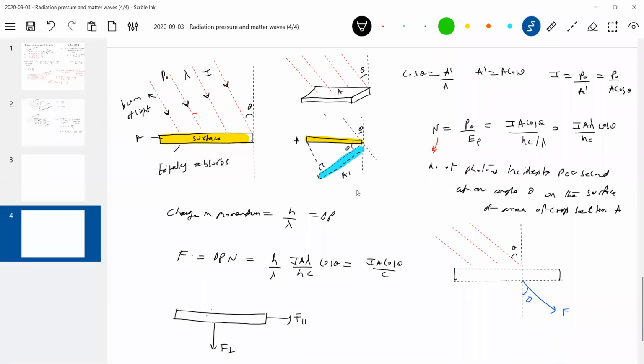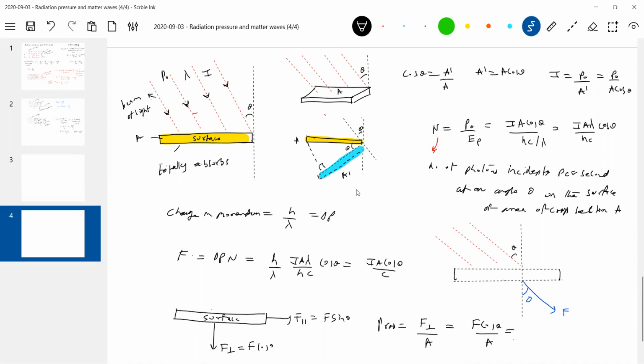Tell me how you define pressure again. This is a surface. How do we define pressure? Normal force per unit area, or just force by area. So what is F? F perpendicular will be F cos theta, and this is F sin theta. So what is the radiation pressure? We define it as normal force per unit area. So this will be F cos theta by A.